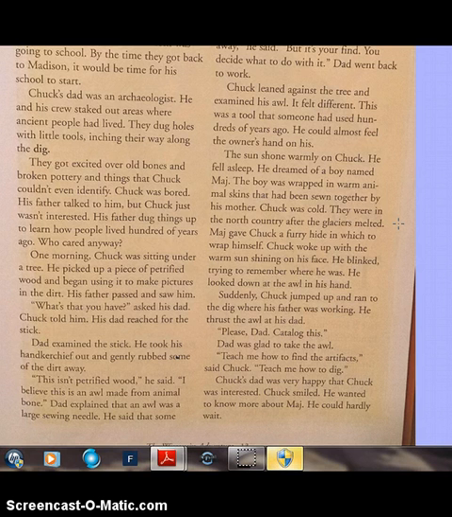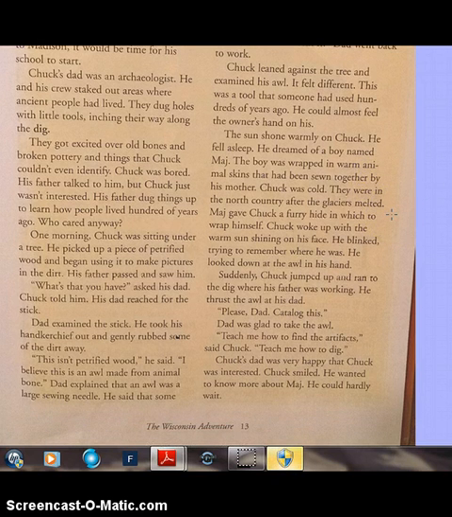His father passed and saw him. "What's that you have?" asked his dad. Chuck told him. His dad reached for the stick. Dad examined the stick. He took his handkerchief out and gently rubbed some of the dirt away. "This isn't petrified wood," he said. "I believe this is an awl made from an animal bone."